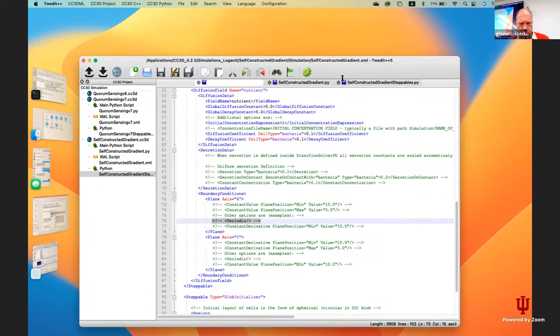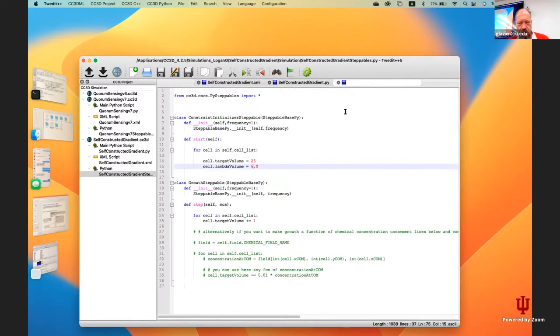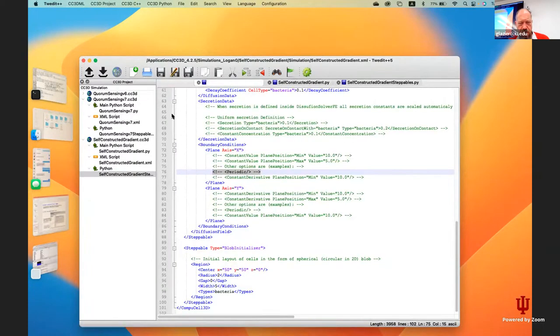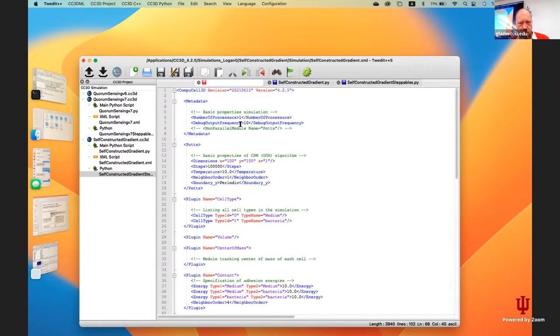That would be in the Python. That's okay. Yes, you want periodic for the chemical, and then also for the lattice itself. So you want that to be periodic. And then also scroll up to the top where you specify the cell field, and you have periodic in Y, but not periodic in X, in line 18.